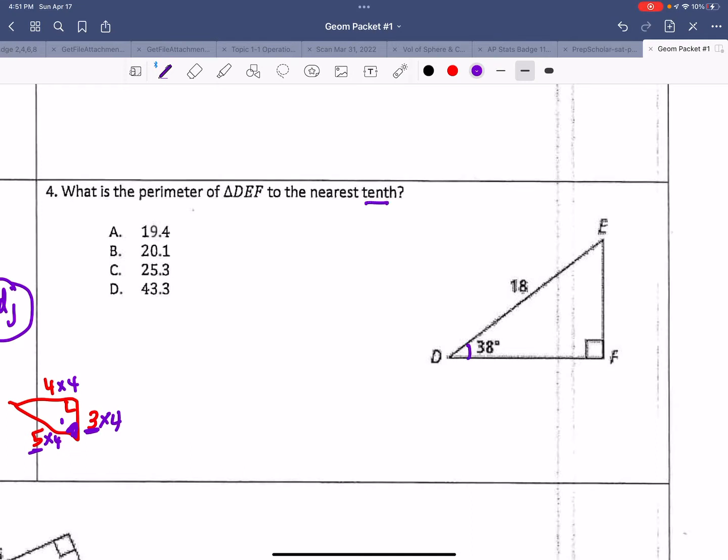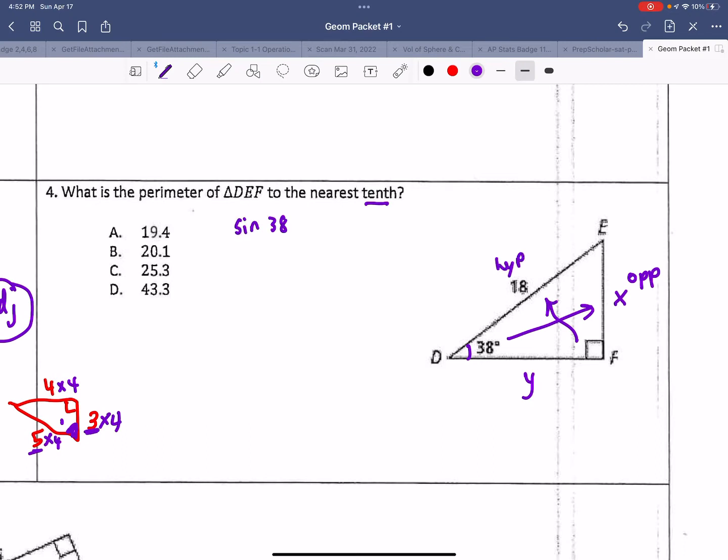Okay, what is the perimeter to the nearest tenth? That means I need to know all the sides. I can call them A and B if I want, or X and Y, it doesn't matter. I need to solve for all the sides. So here, this X we'll call opposite. This is the hypotenuse, so we can say that the sine of 38 is X over 18. So if we multiply by 18 on both sides, we get 18 times the sine of 38.